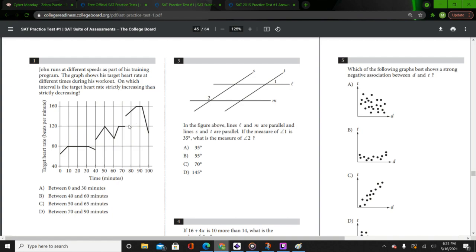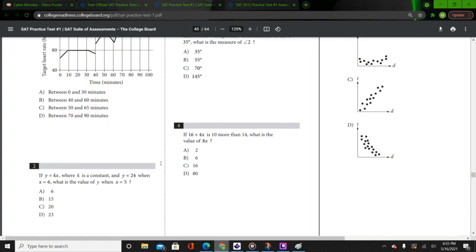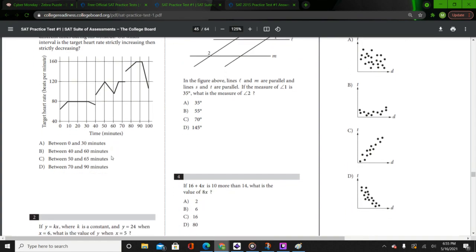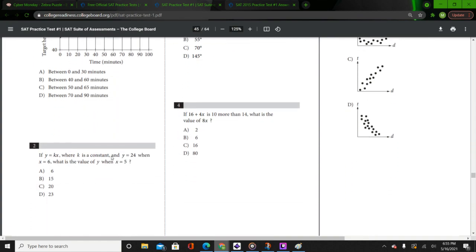And then D, between 70 and 90. 70 is here. Stagnation, jump, increase, stagnation. So there's not even a single decrease, so that's wrong. I hope that does make sense. Strictly increasing, strictly decreasing, it also looks the most like it's strictly increasing and strictly decreasing. So that's why we choose it.